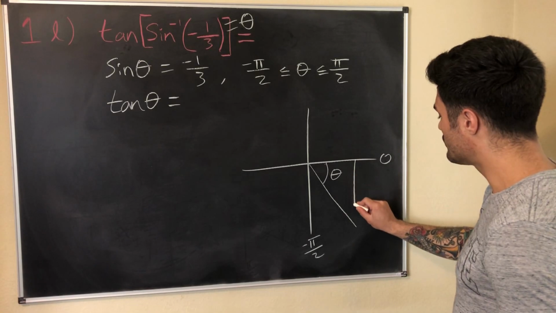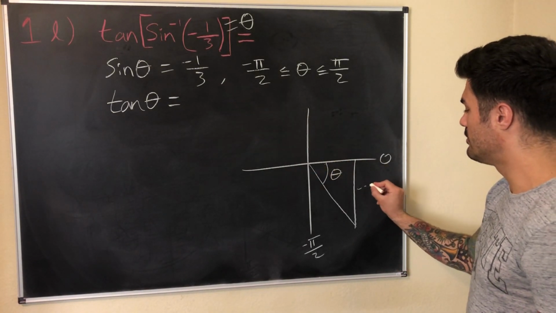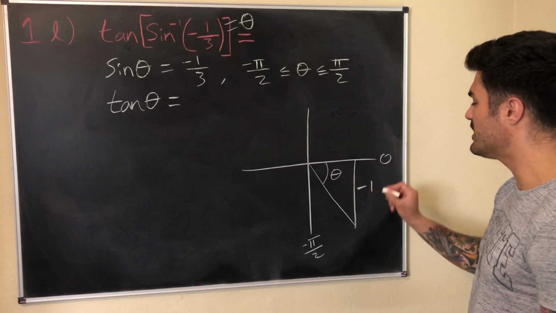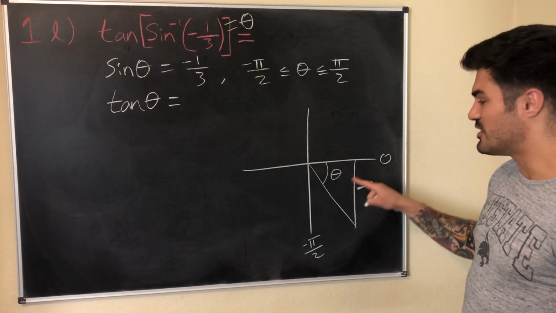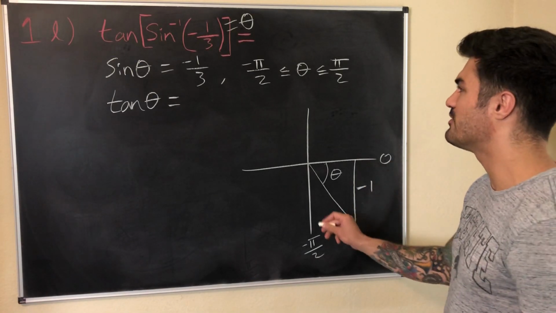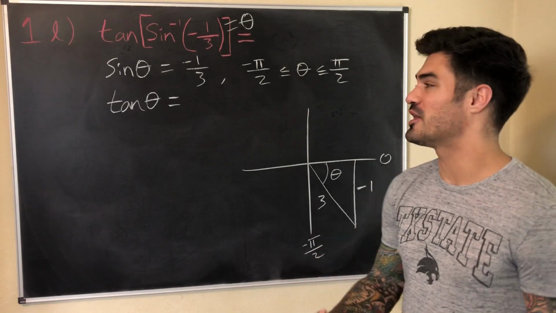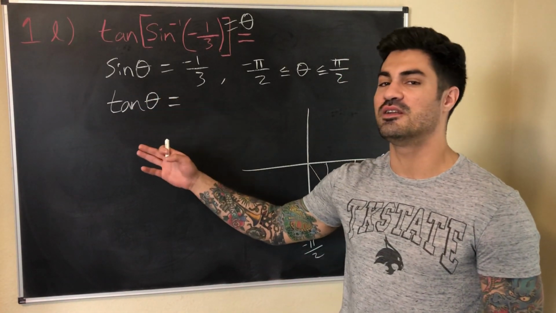So in this case, if we draw a triangle, our opposite side is going to be negative 1, which makes sense because all of our y values are negative down here in the fourth quadrant. So it makes sense that that negative 1 corresponds to the y value. Our r is 3. And now let's remember what we're trying to find. We're trying to find the tangent of theta.